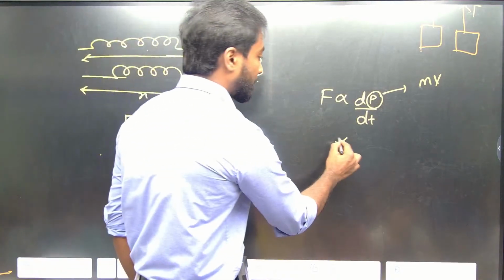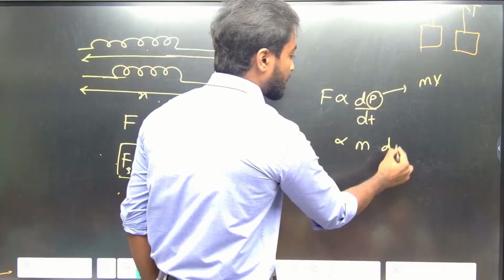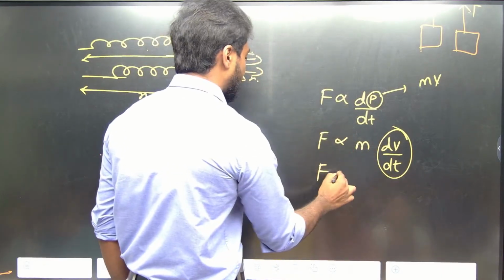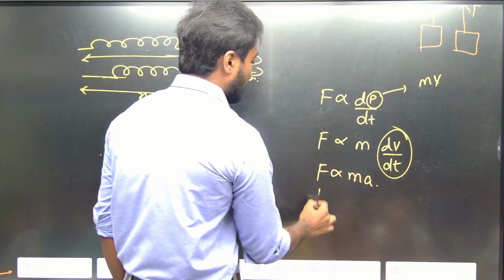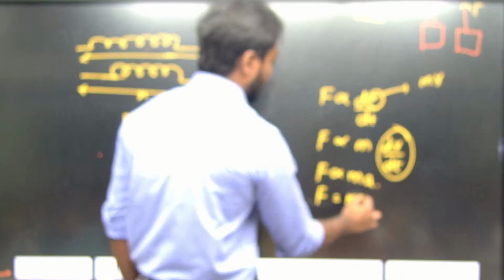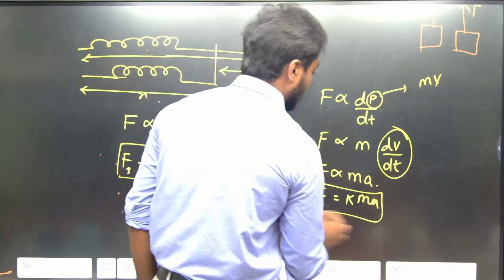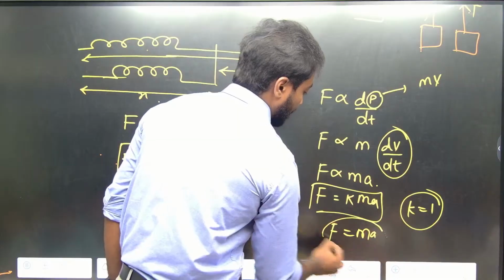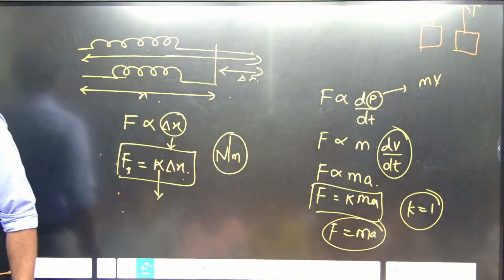I'll take m outside, m dv by dt. What is dv by dt? Acceleration. So m into a. To remove the proportionality, we add a constant k. The value of k is nothing but 1. So F is equal to ma. Understood?